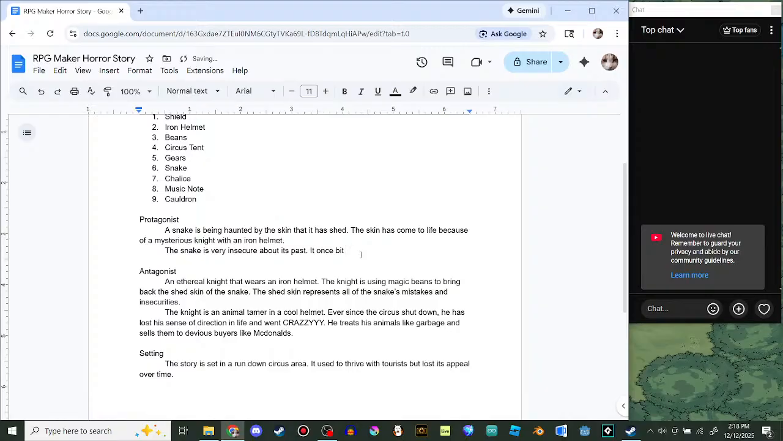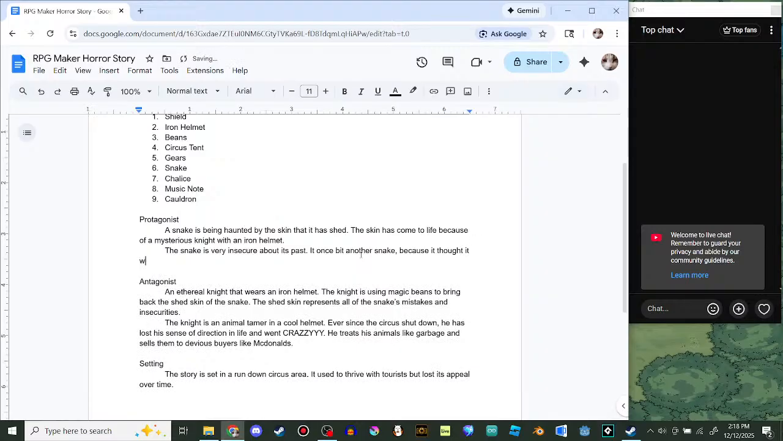It once bit another snake because the snake's pronouns are it, why not? Because it thought it was the knight's whip.